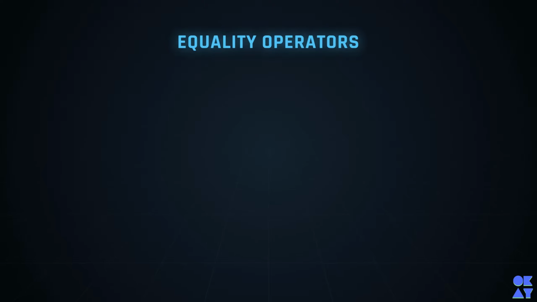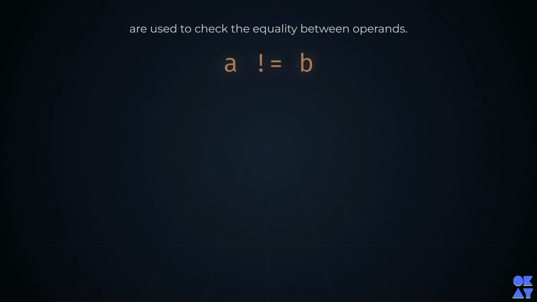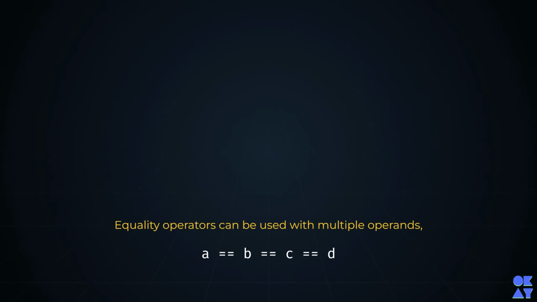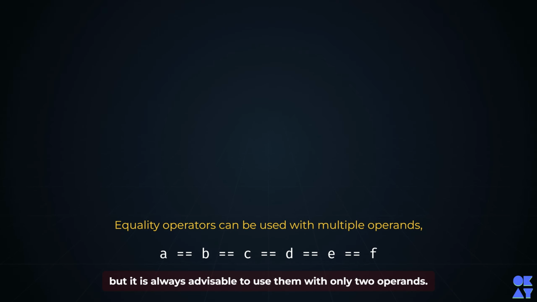Equality operators, as the name suggests, are used to check the equality between operands. These include equal to, not equal to, case equality, case inequality. Equality operators can be used with multiple operands, but it is always advisable to use them only with 2 operands.